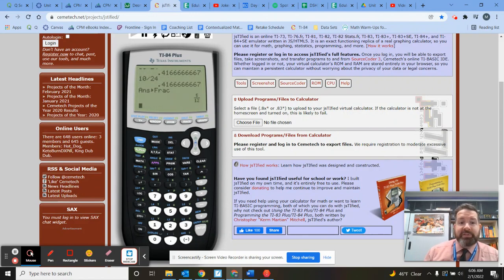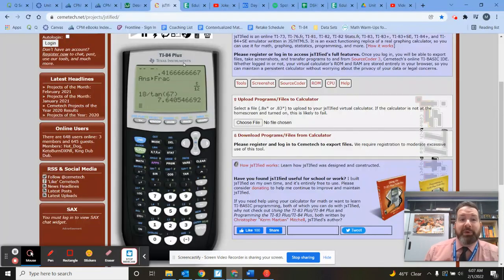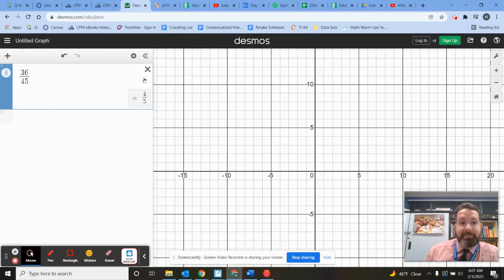That means then I can now just type in, all right, what is 18 divided by the tangent of 67 degrees? That's about 7.6. There you go. Now do check and make sure that that looks reasonable. These pictures aren't perfectly to scale, but they're roughly right. So this side is significantly shorter than 18. Well, 7.6 is significantly shorter than 18. That's a good indication.